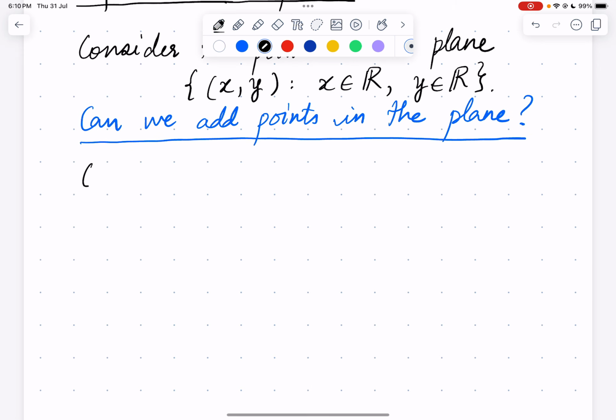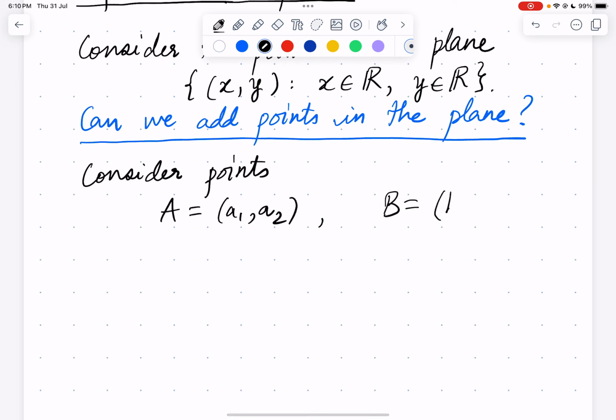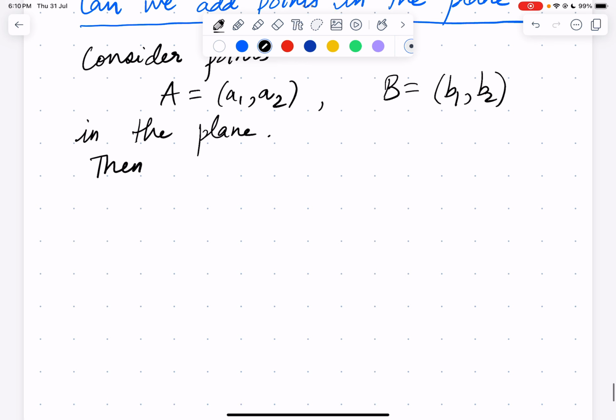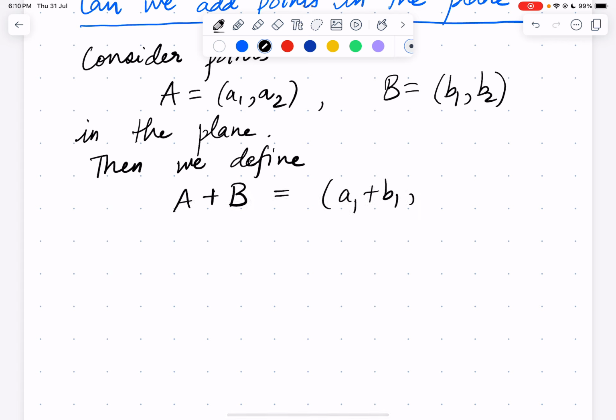So we'll consider the natural definition. Consider points a equals a1 a2 and b equals b1 b2 in the plane. Then we define a plus b to be a1 plus b1 and a2 plus b2. This is how we define the sum of 2 points.